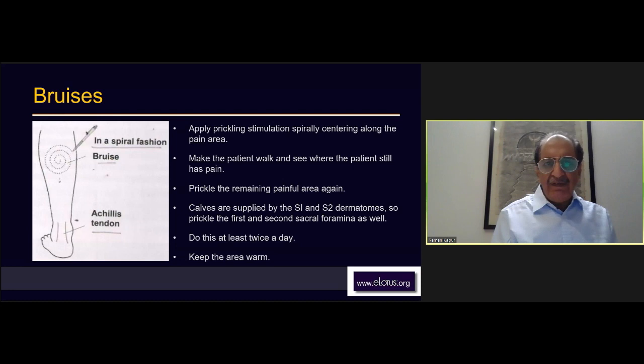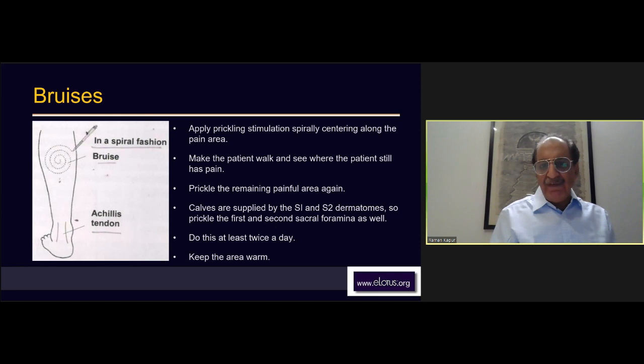So you can see the small tool which I am using. I am starting the prickling from the area of the bruise and going in a spiral fashion around the area. Then you make the patient walk and see where the patient's pain is left. And wherever the pain is left, you prickle the remaining painful area again. We also know that our calves are supplied by the S1 and S2 dermatomes. So we will prickle the first sacral foramina as well, the zero points.